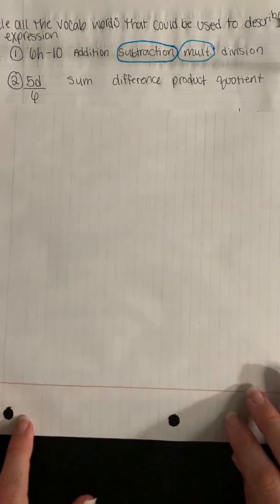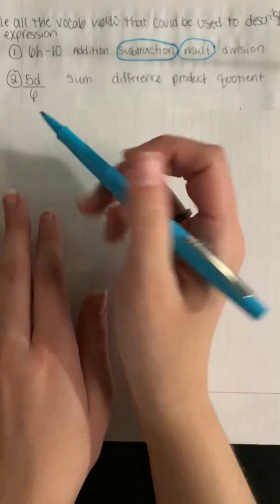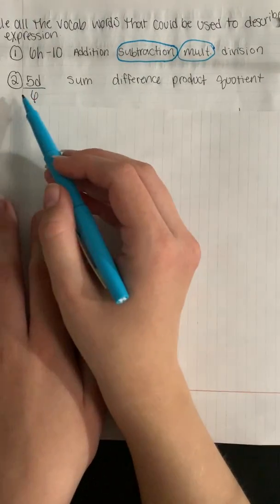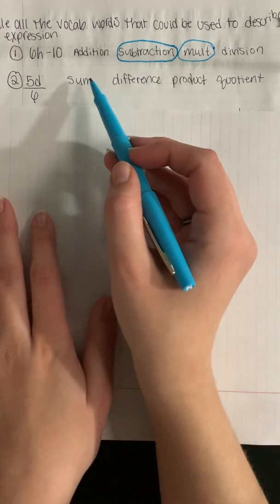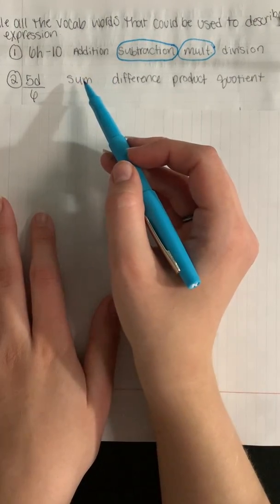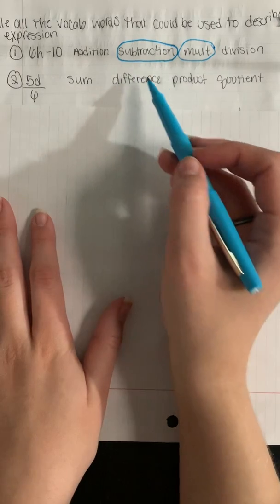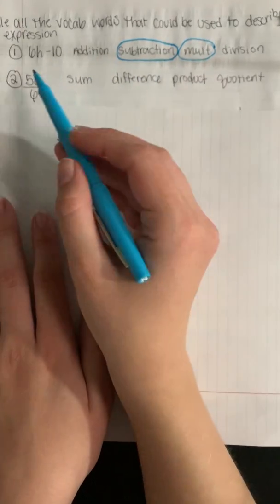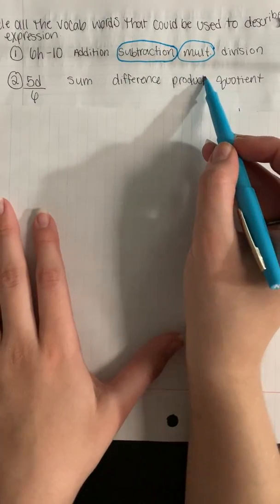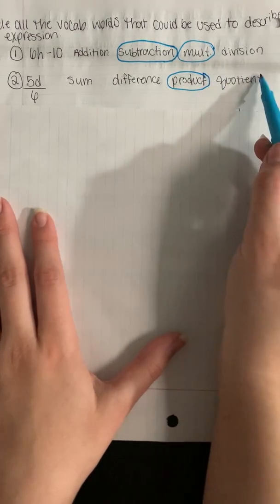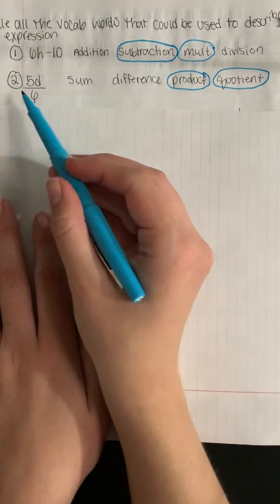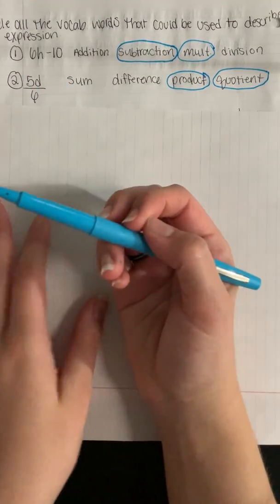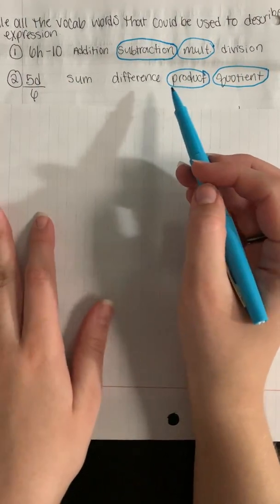Okay, for number 2, we have 5 times D over 6, or divided by 6. So sum, that means addition, we won't use that. Difference, that means subtraction, we won't use that. But product means we multiply, so this word does describe that expression. And so does quotient, because like we learned in one of our previous lessons, if we have a fraction bar, that actually means divide. So in this expression, we have these two.